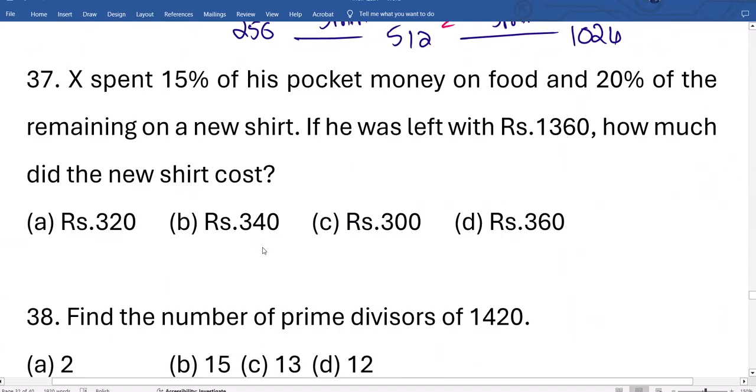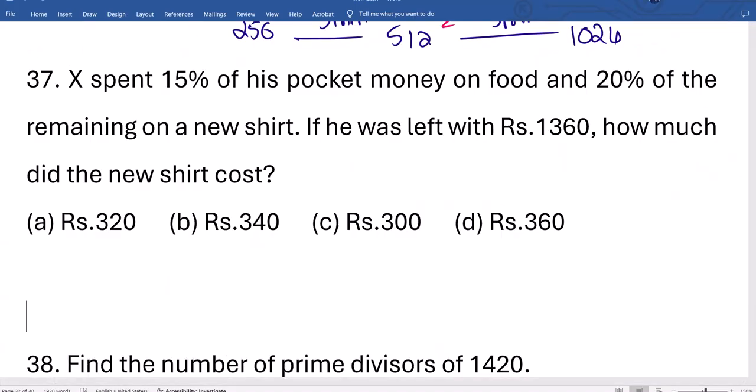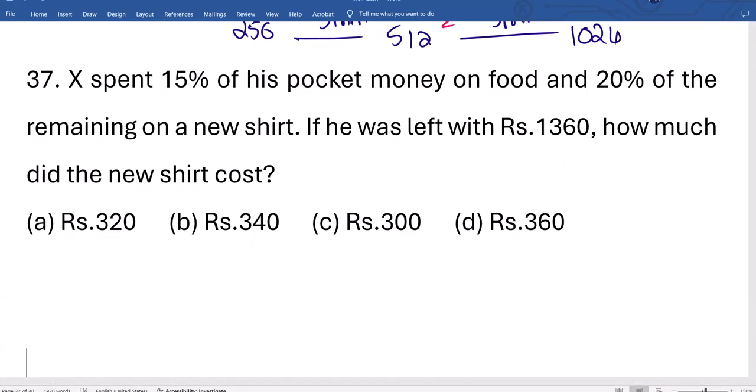Now, percentages. Options are not there, you can ignore them. You can let me know what the correct answer is as well.